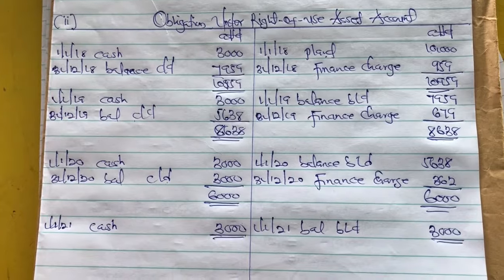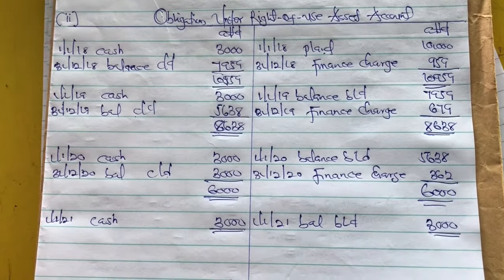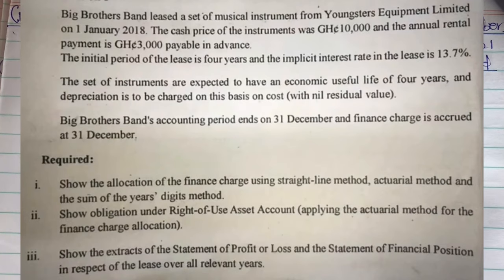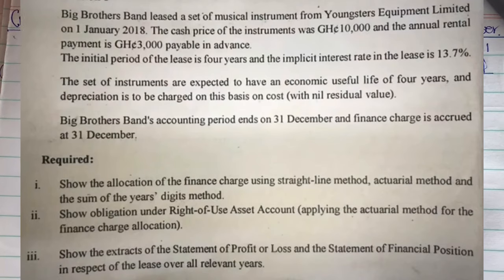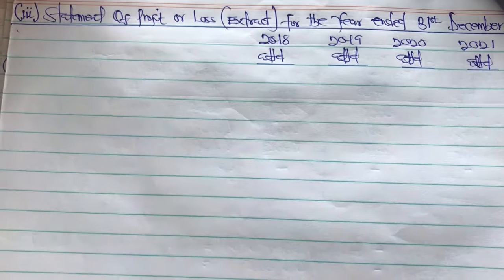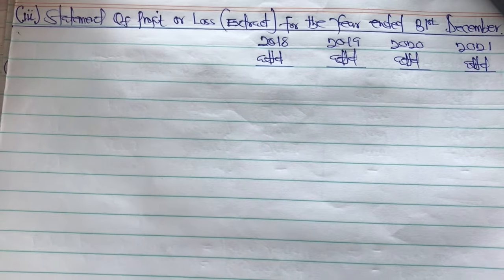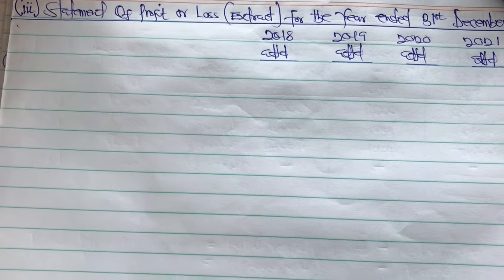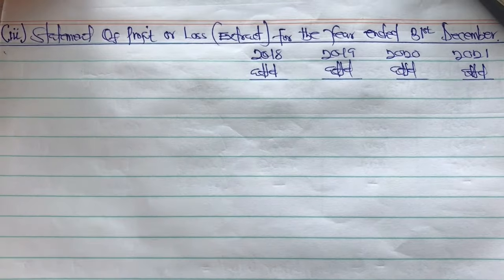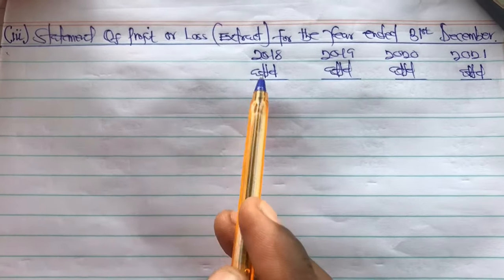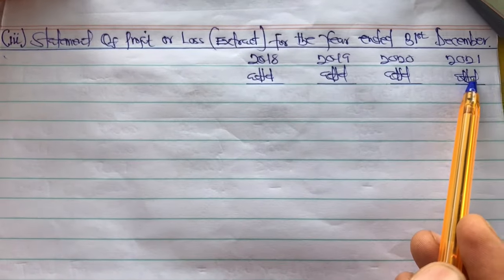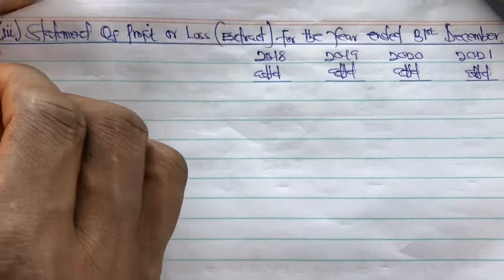Okay, so we are moving to requirement III. The requirement says that you should show the statement of profit or loss and statement of financial position. Is that okay? So with the statement of profit or loss, it is only two items that are going to appear: the finance charge for the years and the depreciation charge. We are going to do that according to the years: 2018, 2019, 2020, and 2021.